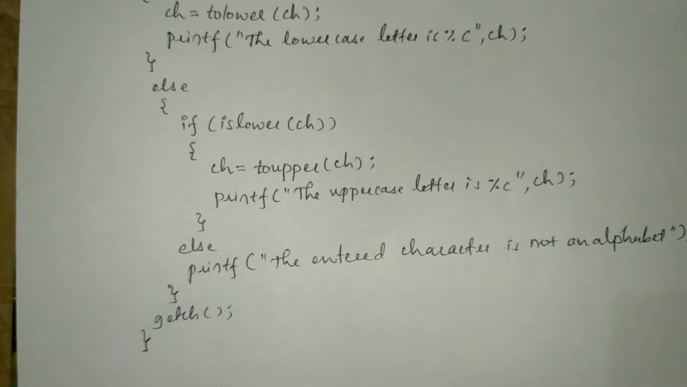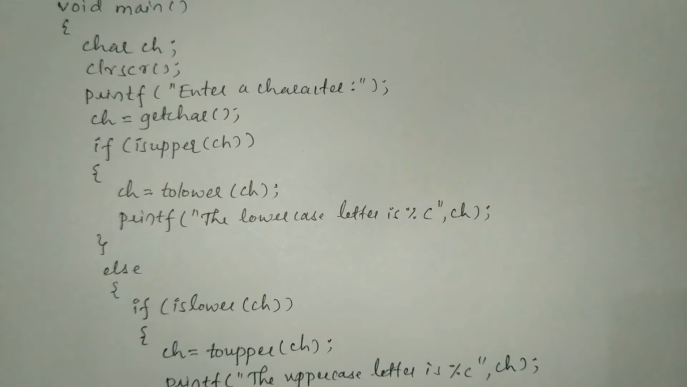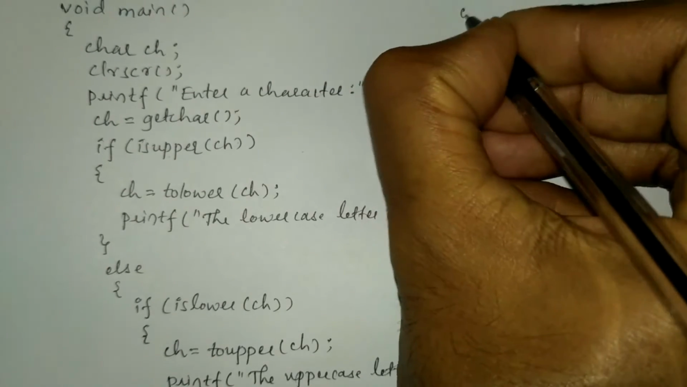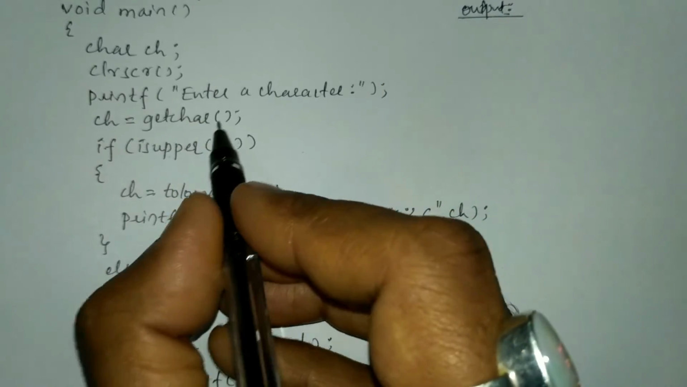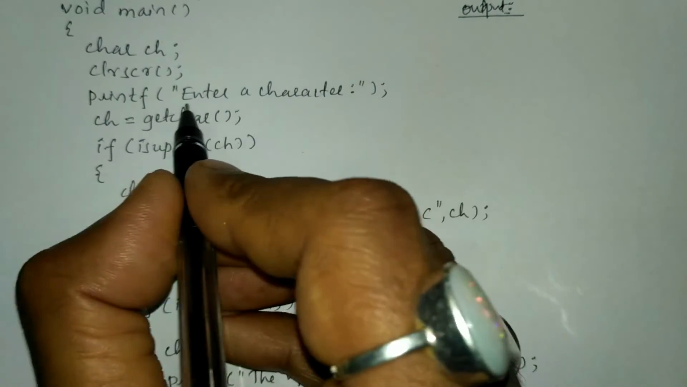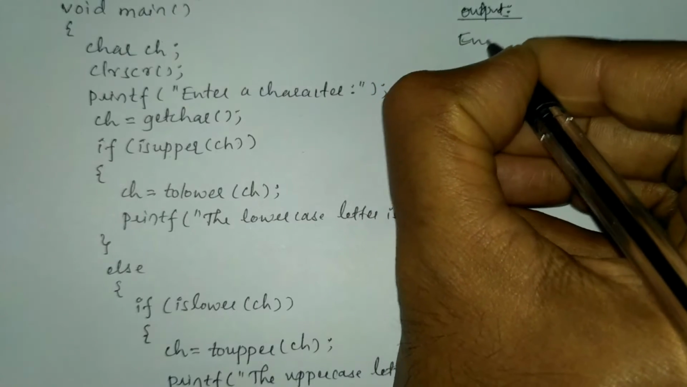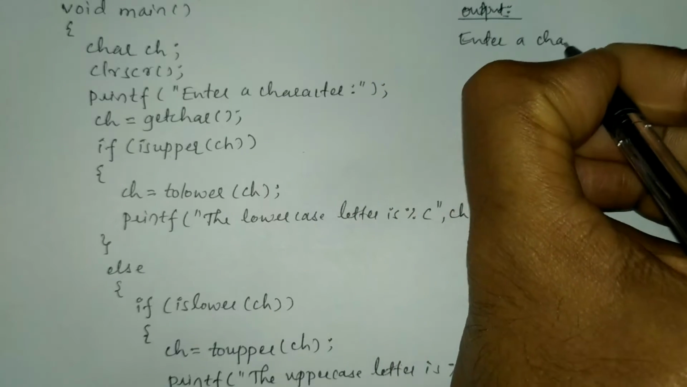So let us take an example for this. So here I'm going to write output. Once we compile and run this program, it will ask the user to enter a character. Enter a character.